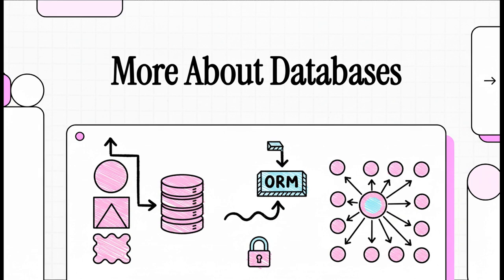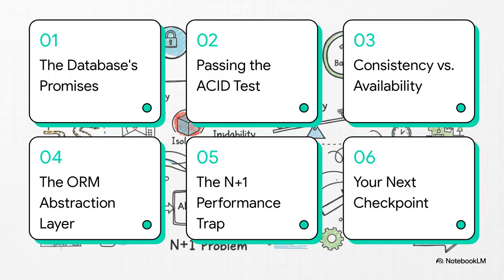So today, we're going under the hood. We're going to look at the hidden promises databases make to keep your data safe, consistent, and, just as important, fast. Okay, so here's our game plan. We'll start with the fundamental guarantees that protect your data. Then we'll dive into the famous ACID test. It's like a final exam that all serious relational databases have to pass. We'll even see how that compares to a totally different philosophy.